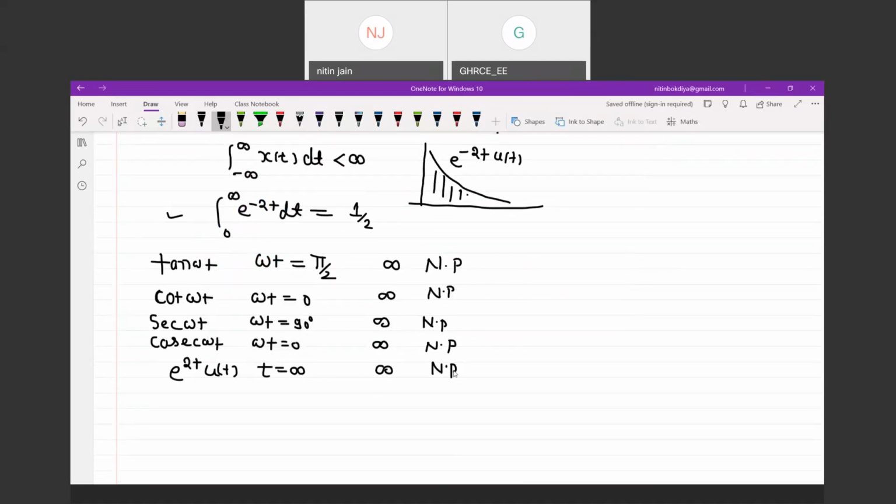So what is the requirement of the Fourier transform? The requirement of the Fourier transform is that it has to have a finite area under the curve. So this is the requirement of Fourier series and Fourier transform.